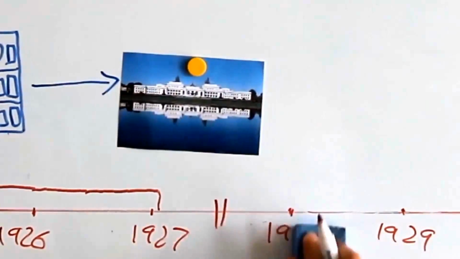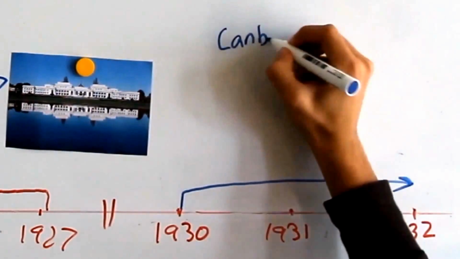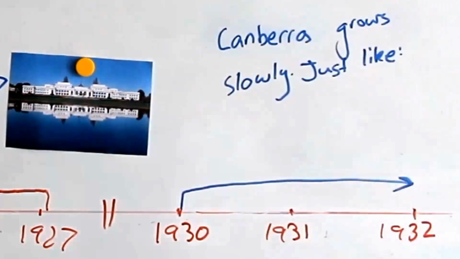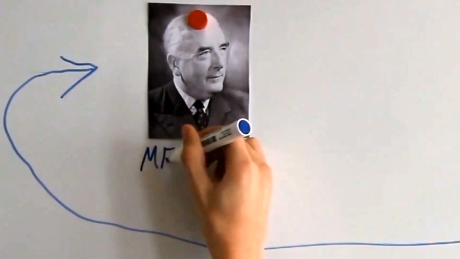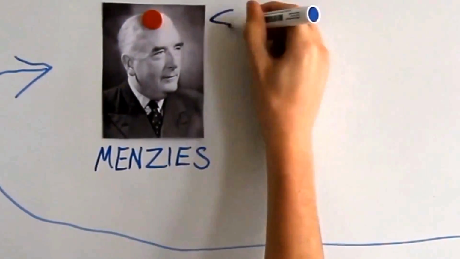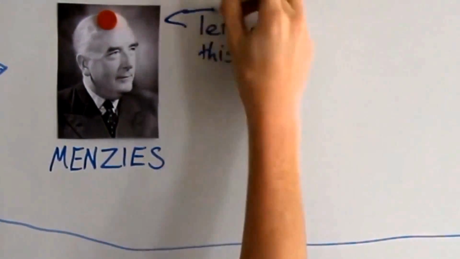In the 1930s, Canberra grew very slowly, just like a couple of kids in this class, as the impact of the Great Depression really began to be felt. And it wasn't until Prime Minister Menzies came into power that Griffin's original view of the city came into fruition.